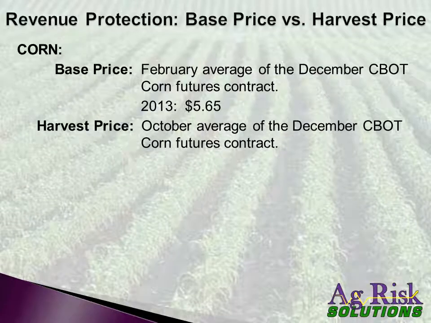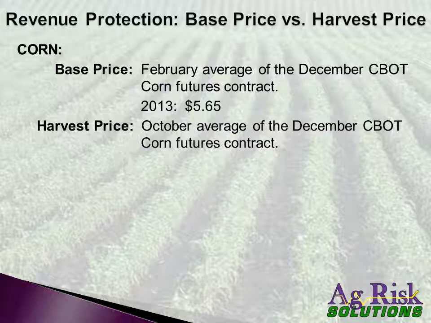Next is the harvest price. This will be calculated by taking the October average of the December Chicago Board of Trade corn futures contract. That will happen this fall, October of 2013. They'll do the same thing during that month. They'll look at the closing prices of that contract, and at the end of the month, they'll average them together, and that will be our harvest price. We obviously do not know at this time what that is.